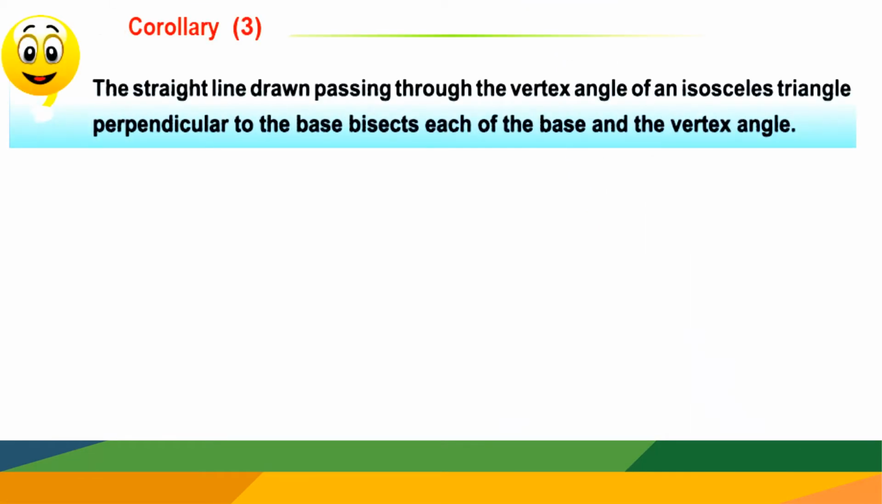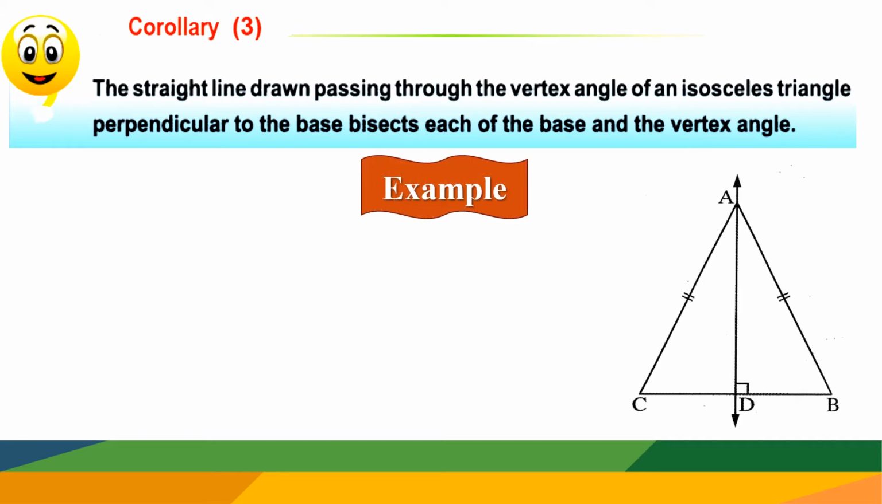Corollary number 3: the straight line drawn passing through the vertex angle of an isosceles triangle perpendicular to the base bisects each of the base and the vertex angle. Again, the straight line drawn through the vertex angle of an isosceles triangle, what happens? It is perpendicular to the base and bisects each of the base and the vertex angle.